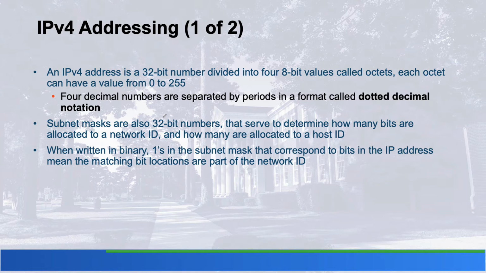An IP version 4 address is a 32-bit number divided into 4 8-bit values called octets. Each octet can have a value from 0 to 255. Okay, so that's kind of complicated. Let's break this down into parts. So we have an IP address. It's a 32-bit number. Remember, a bit is either a 0 or a 1, and it's how computers store numbers.